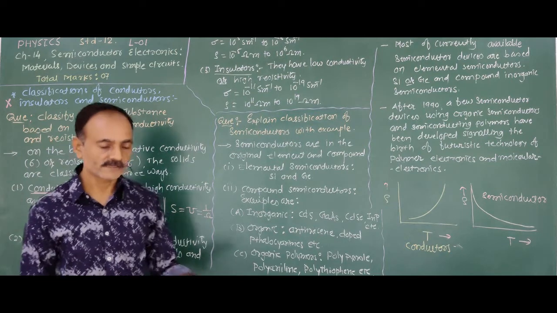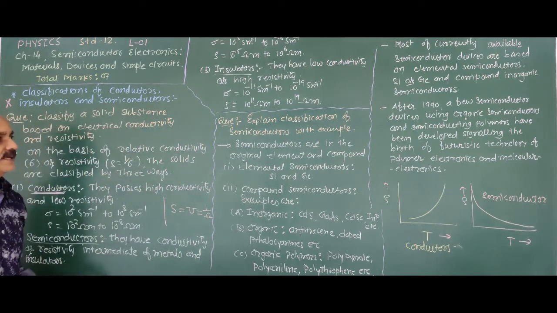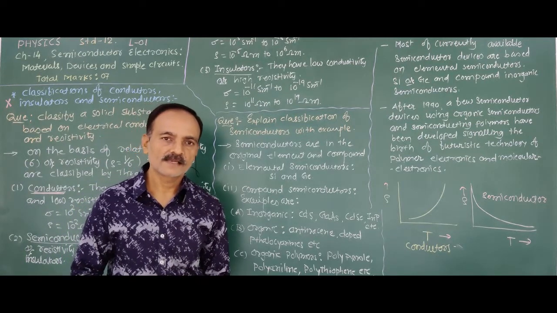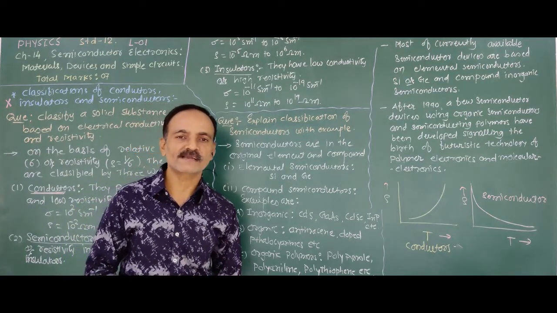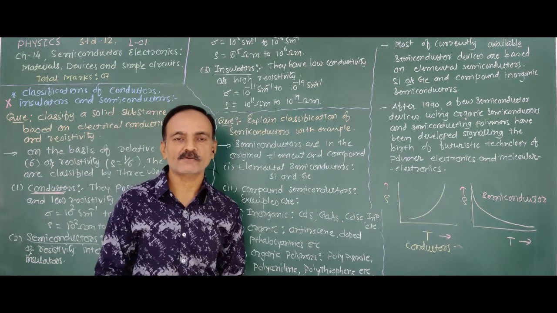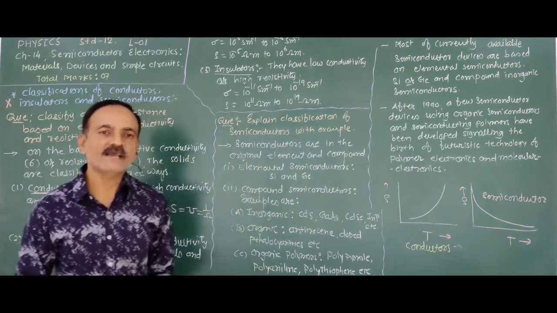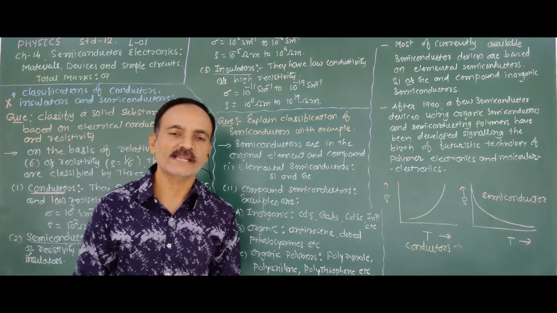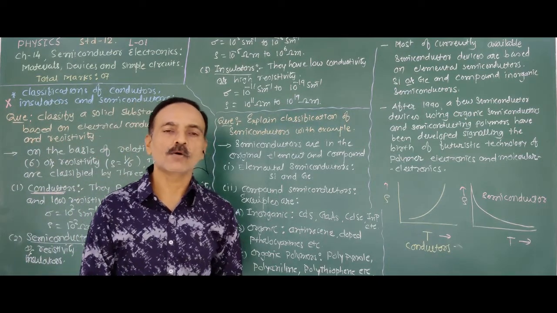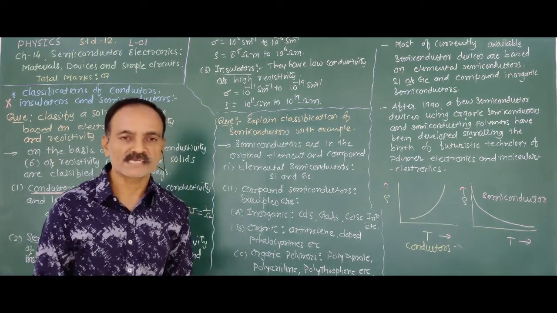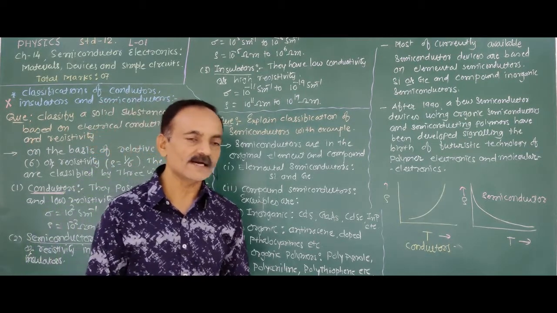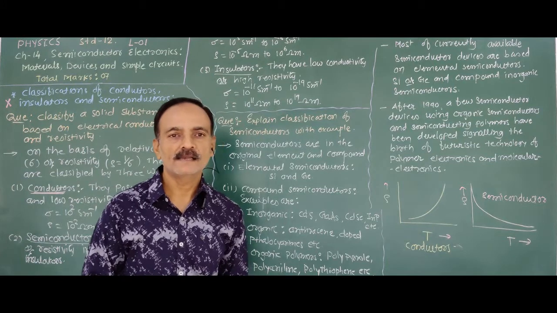Clear this? Okay. After that, explain the classification of semiconductors with examples. So how many types of semiconductors are available in the market, or at present we are using semiconductors in almost all electronic devices, like the oven, fridge, washing machine, TV, like LCD, LED, and also in our computer and mobile.